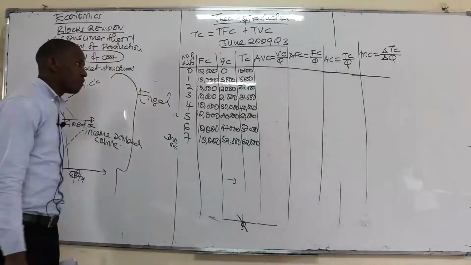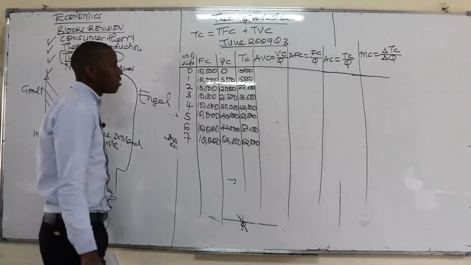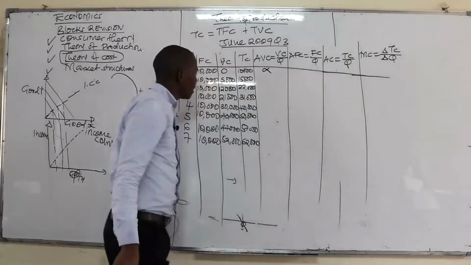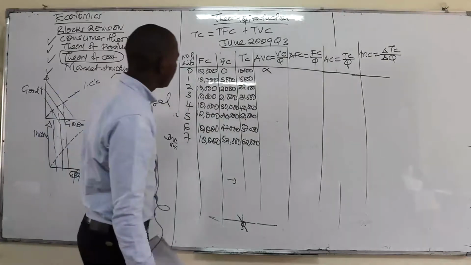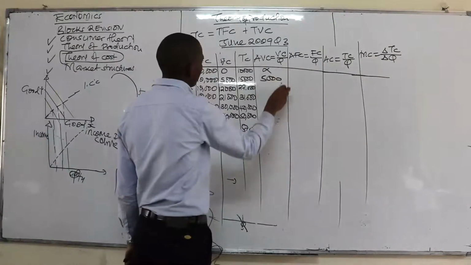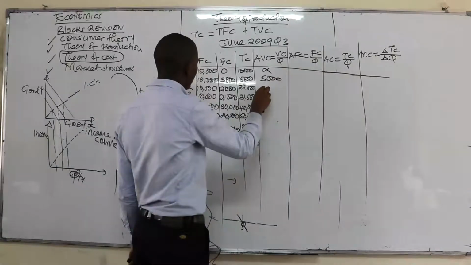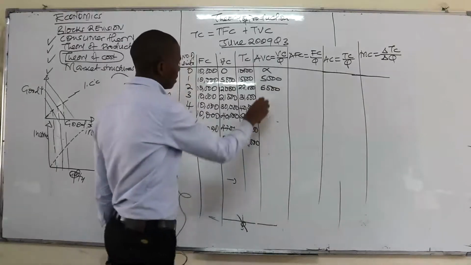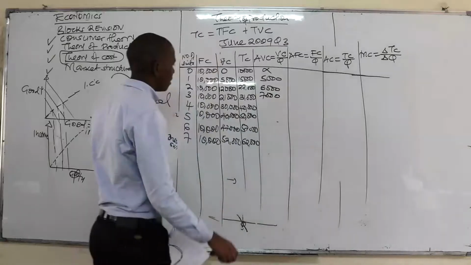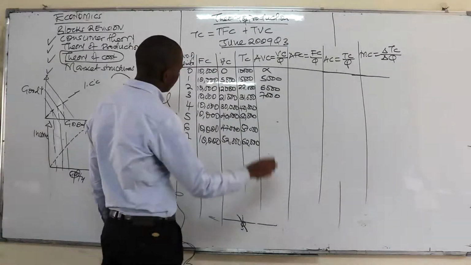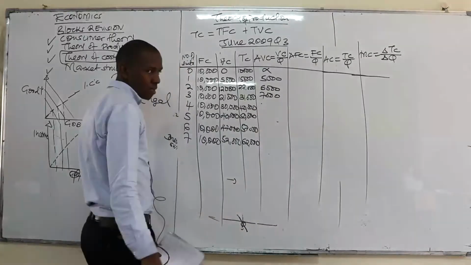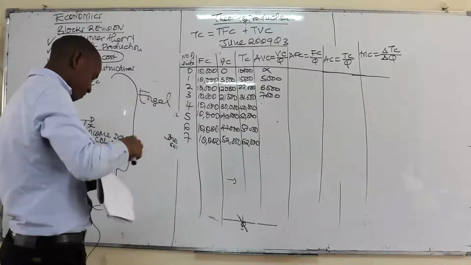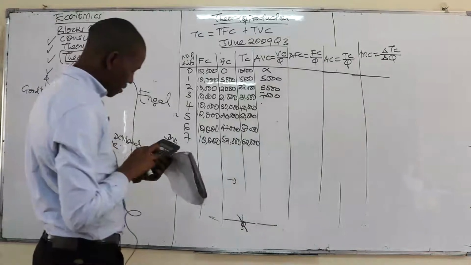Then the average variable cost is just the variable cost divided by output. So for output 1, it is 5,000 divided by 1, which is 5,000. 12,000 divided by 2 is 6,000. 21,000 divided by 3 is 7,000. Then we have 30,000 divided by 4.